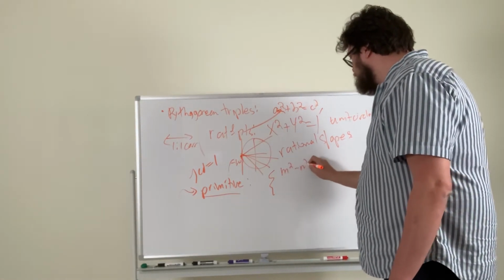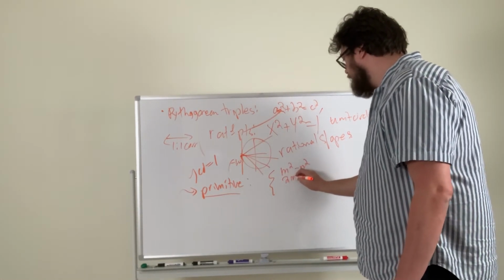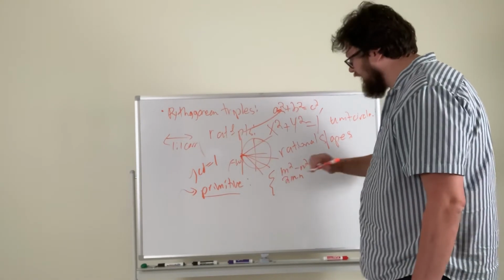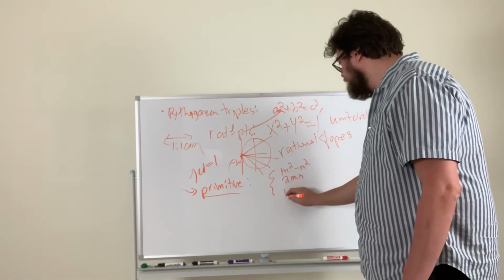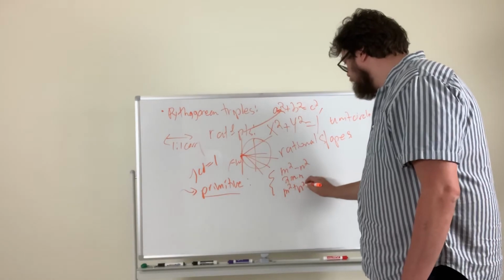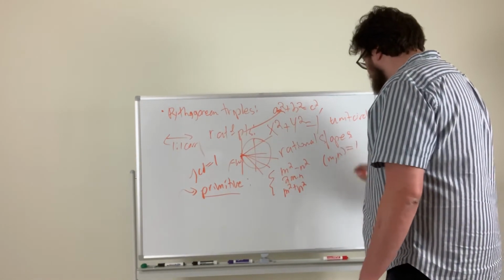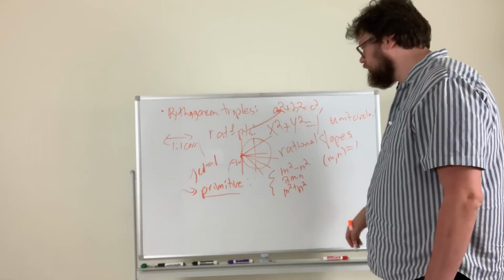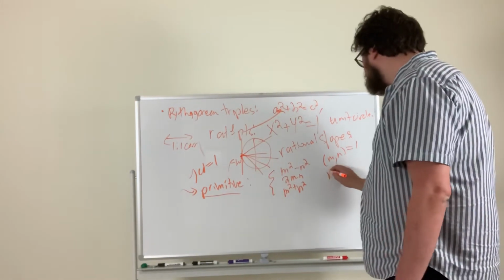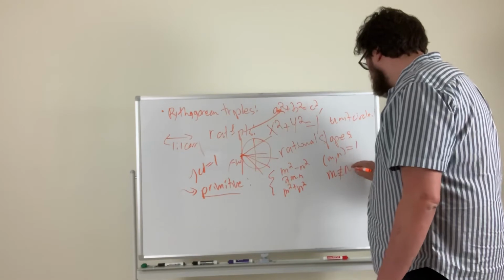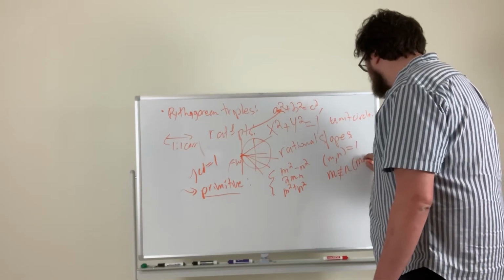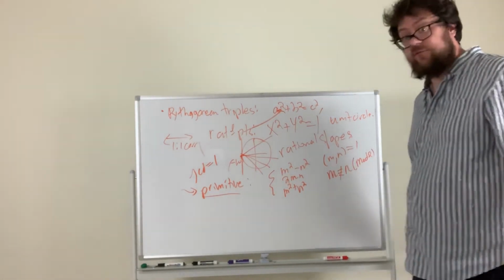So the primitive solutions are those of the form m squared minus n squared, 2mn, and m squared plus n squared, okay, where m and n are co-prime. No surprise there, otherwise it wouldn't have a primitive solution. You can see that right away. And also, as you computed on the homework, you need that m and n have opposite parity, right? So one of them's even, one of them's odd, right?